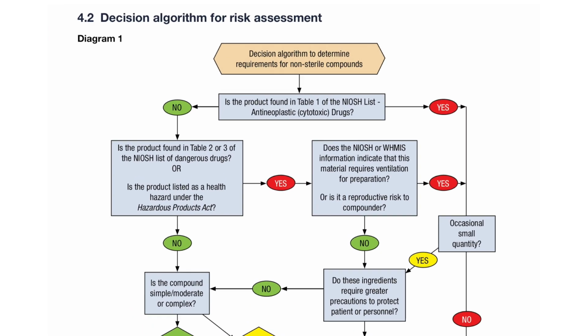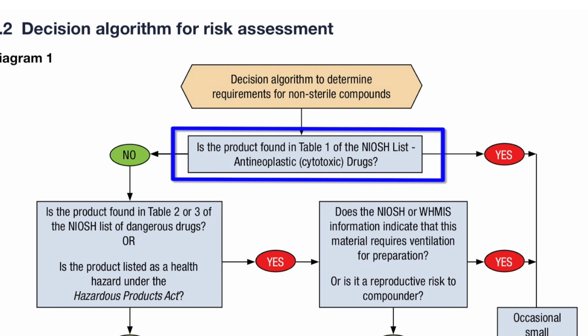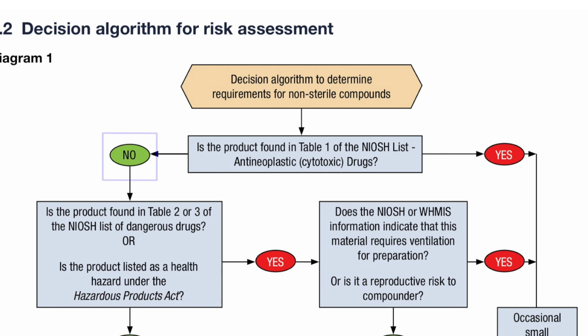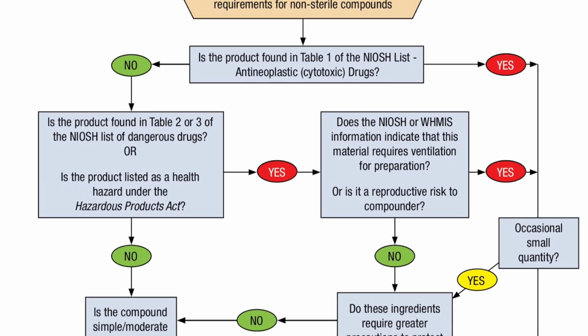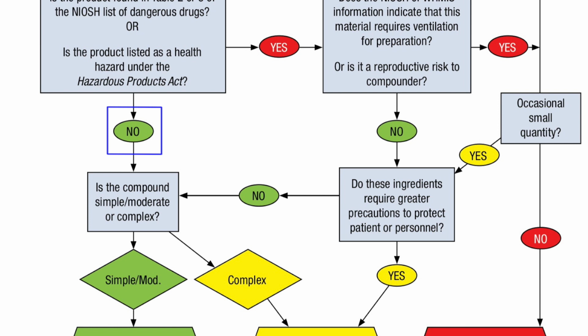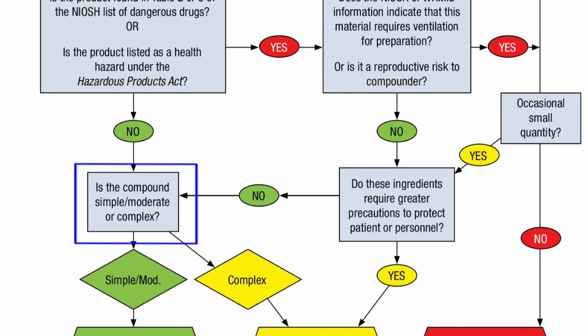The first thing to consider: is the product found in Table 1 of the NIOSH list, antineoplastic drugs? No, methadone is not. Second thing to consider: is the product found in Table 2 or 3 of the NIOSH list of dangerous drugs, or is the product listed as a health hazard under the Hazardous Products Act? No, methadone is not. Third thing to consider: is the compound simple, moderate, or complex as defined by USP?